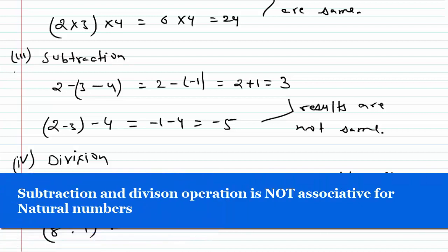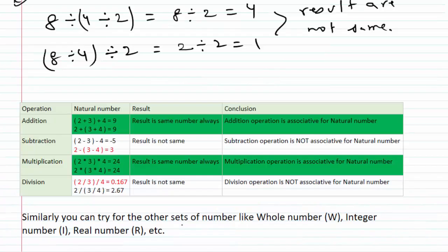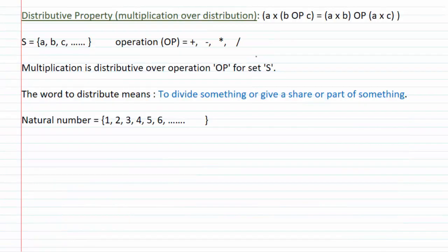So we will say that subtraction and division operation is not associative for natural numbers. Similarly, you can try for the other sets of numbers like whole number, integer number, real number, etc. to check the associative property for different operations like addition, subtraction, multiplication and division. Let's see the next property, that is distributive property.